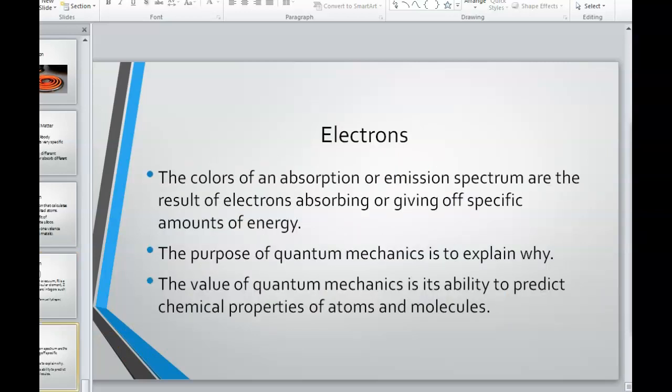Okay. All right. In summary, the colors of the absorption and emission spectrum are a result of electrons either going up a level or down a level. And then quantum mechanics is what we use to explain why all of this is happening. The value of quantum mechanics is the ability to predict the chemical properties of atoms and molecules. So it allows us to predict behavior, and therefore it's important.